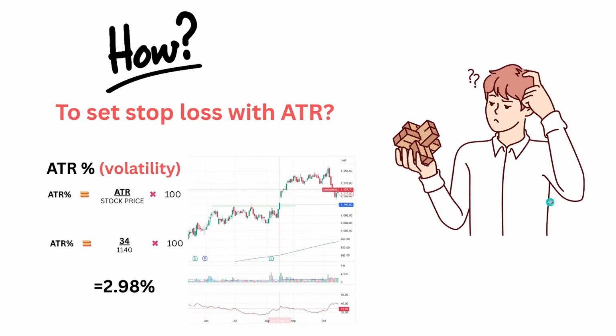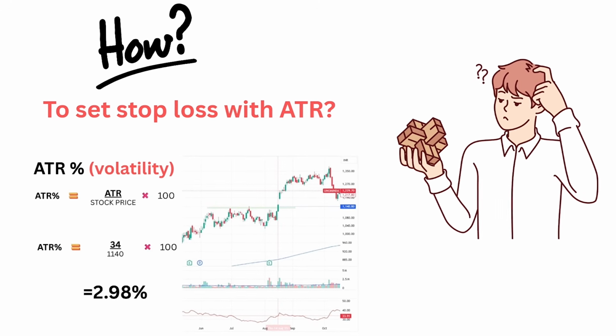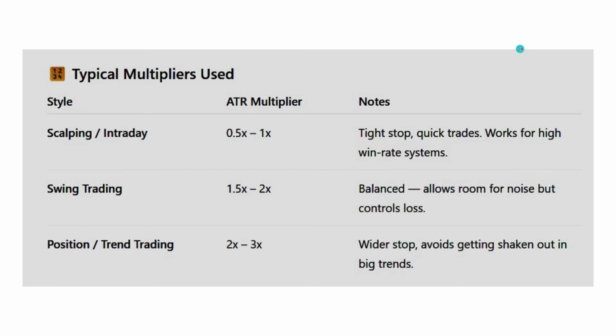But now the question comes, how do we set the stop loss with ATR? We got our volatility measurements, but how do we set a stop loss? So here's the thumb rule. The typical multipliers used to set stop losses are these. If you're doing scalping and intraday trading, the ATR multiplier should be around 0.5x or 1x. If you're doing swing trading, you should allow some space, which is going to be around a 1.5x to 2x multiple. And if you're doing position or trend trading, then a little bit wider stop.